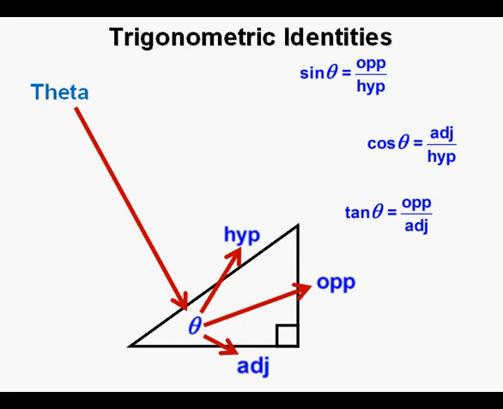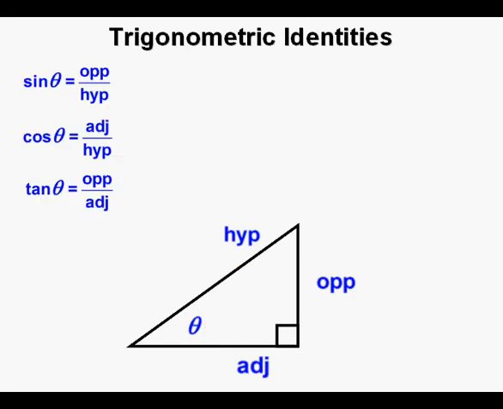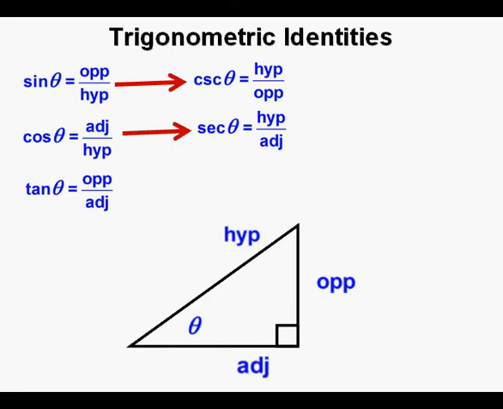Now we'll define the reciprocal trigonometric ratios. The reciprocal ratio to sine theta is cosecant theta, which is abbreviated CSC theta. Since the cosecant is hypotenuse over opposite, it's the reciprocal of the sine function. The reciprocal ratio to cosine theta is secant theta, which is abbreviated SEC theta. Since the secant is hypotenuse over adjacent, it's the reciprocal of the cosine function.